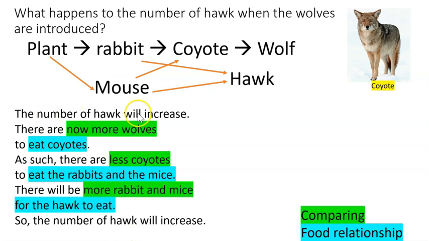The number of hawks will increase. There are now more wolves to eat the coyotes. As such, there are fewer coyotes to eat the rabbits and the mice. There will now be more rabbits and mice for the hawk to eat. So, the number of hawks will increase.